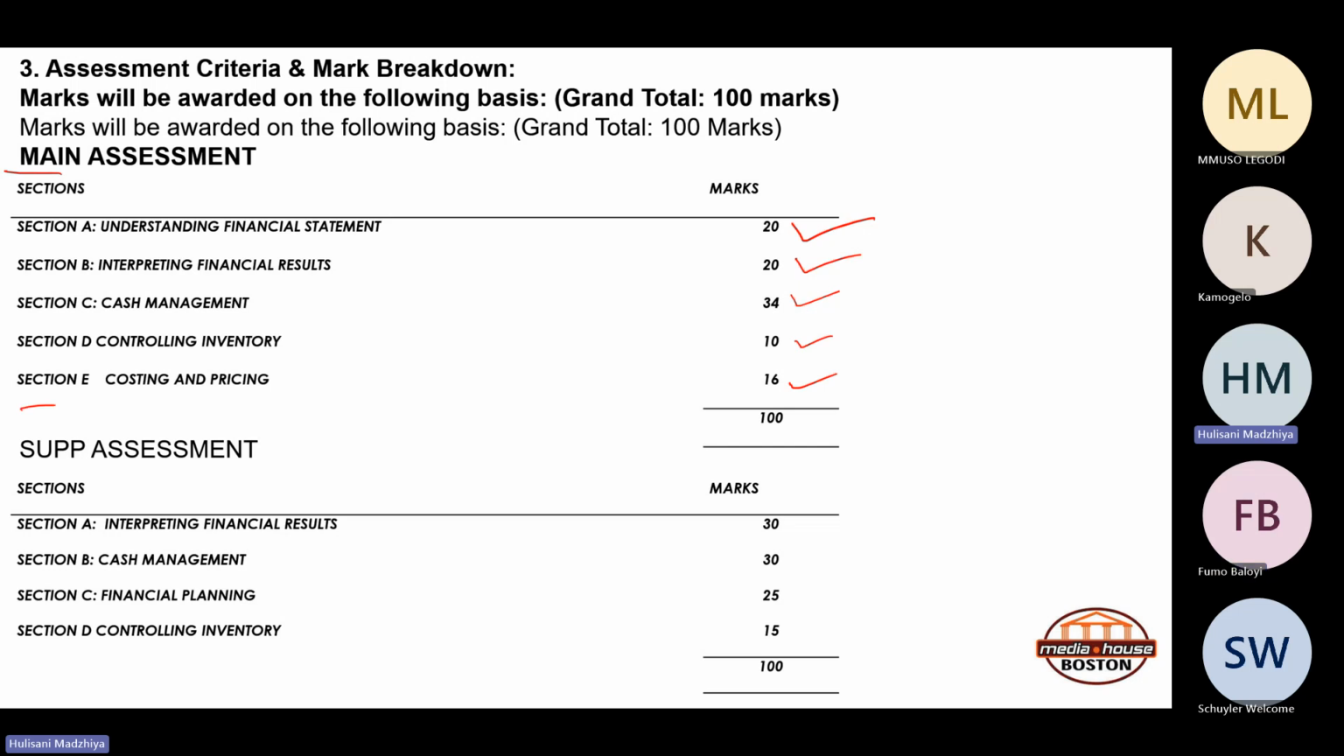Whereas the supplementary exam will only test you on the following topics. Interpreting financial results will be 30 marks, cash budget 30 marks, financial planning 25 marks, and then controlling inventory 15 marks, with a total of 100. So this is what you will come across in the supplementary exam if you did not make it in the main exam during the June period.